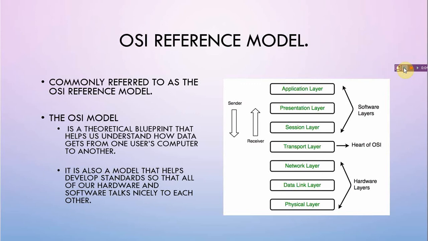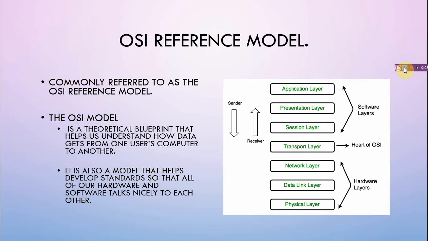The purpose of the OSI model is to show how to communicate between different computers without requiring changes to the hardware and software. It is also a model that helps to develop standards so that all of our hardware and software talk nicely to each other.